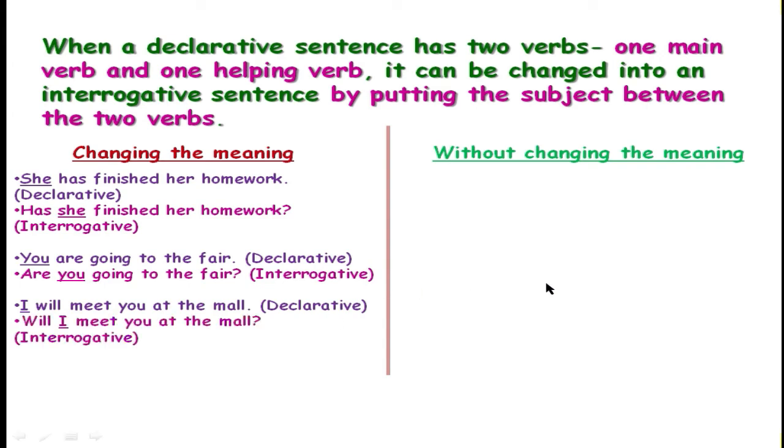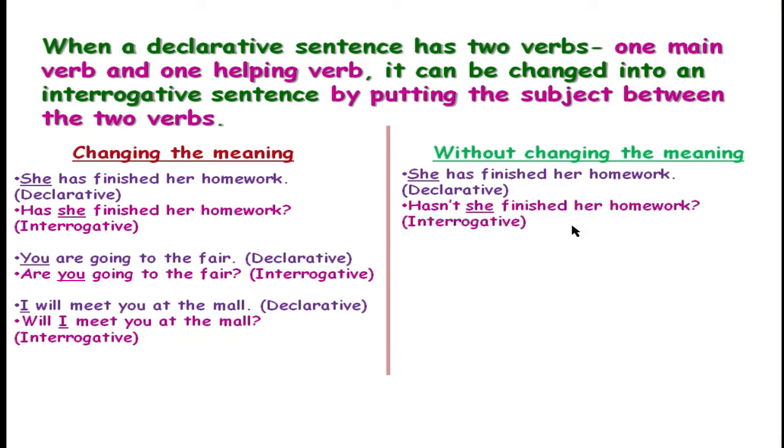Now let's look at the other side. Same sentence, she has finished her homework. As I taught you, when you don't have to change the meaning of the sentence, you make it negative first and then you change it into interrogative. So, she has finished her homework is a positive sentence. What will be my negative sentence? She has not finished her homework. Now if I have to make it interrogative, it will become, hasn't she finished her homework? So again you see, the subject is coming in between the two verbs.